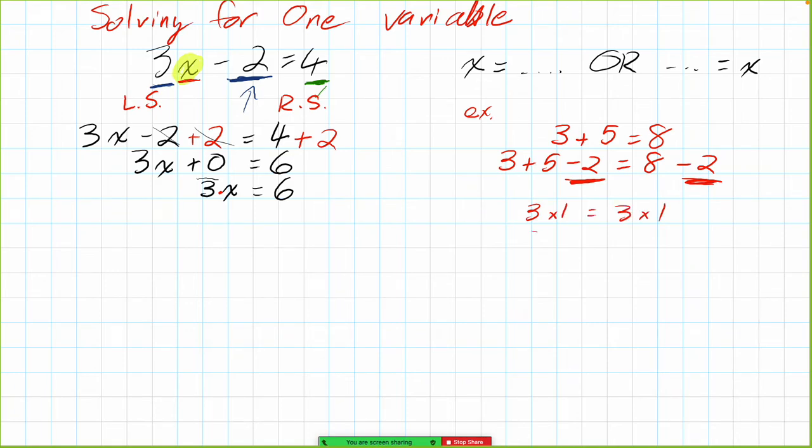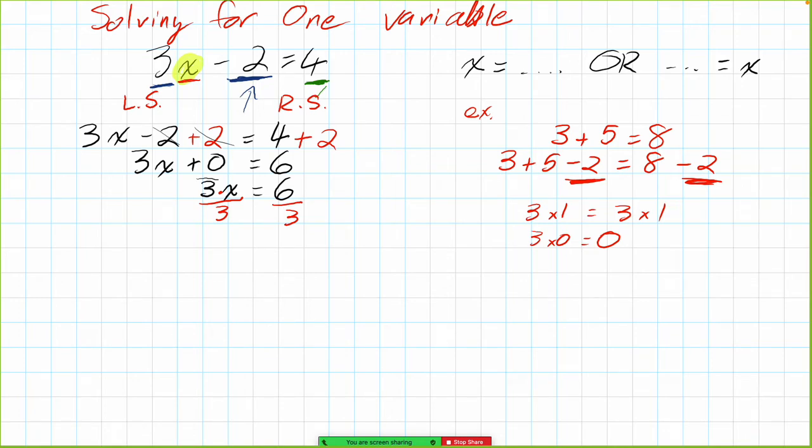But any time we have to do 3 times 0, that's actually going to be the value of 0. So we don't want to multiply by 0. To create a 1, if this says 3 times x, I'm actually going to divide the left side by 3, and I'm going to divide the right side by 3. That's that balancing again, okay?